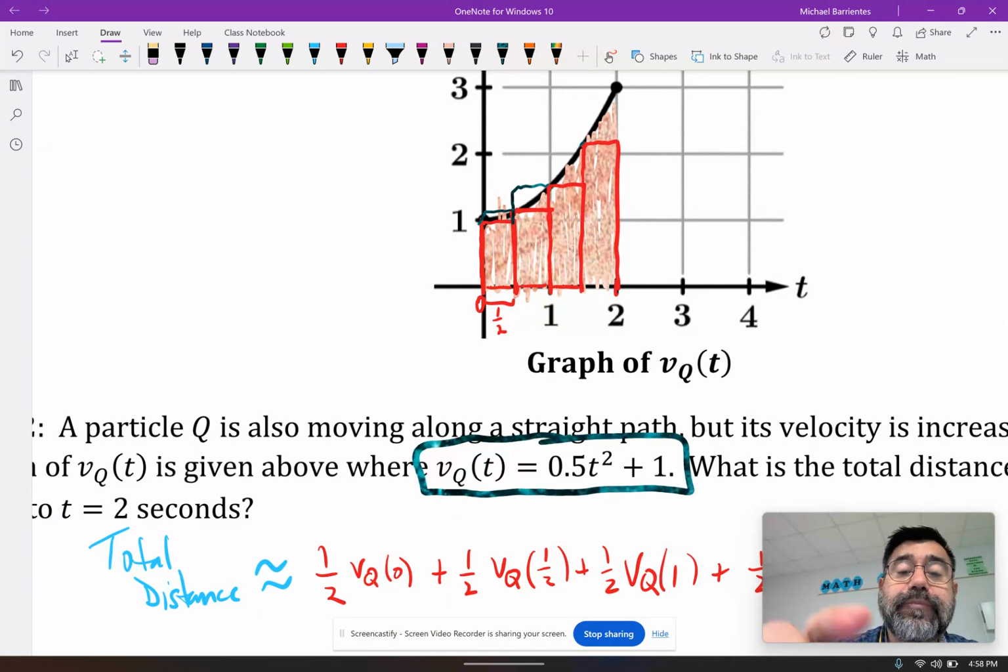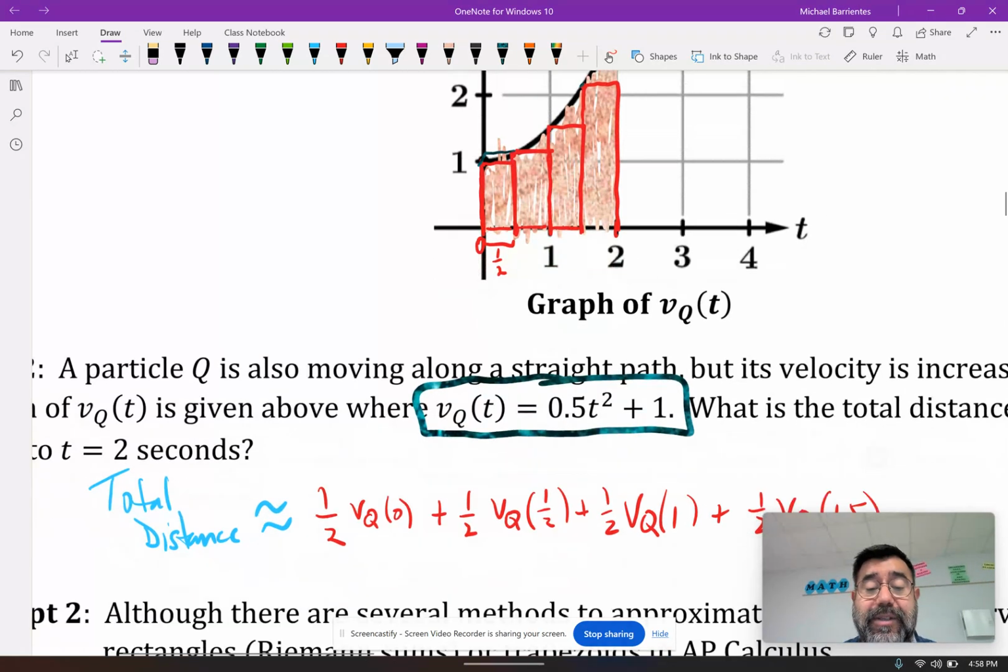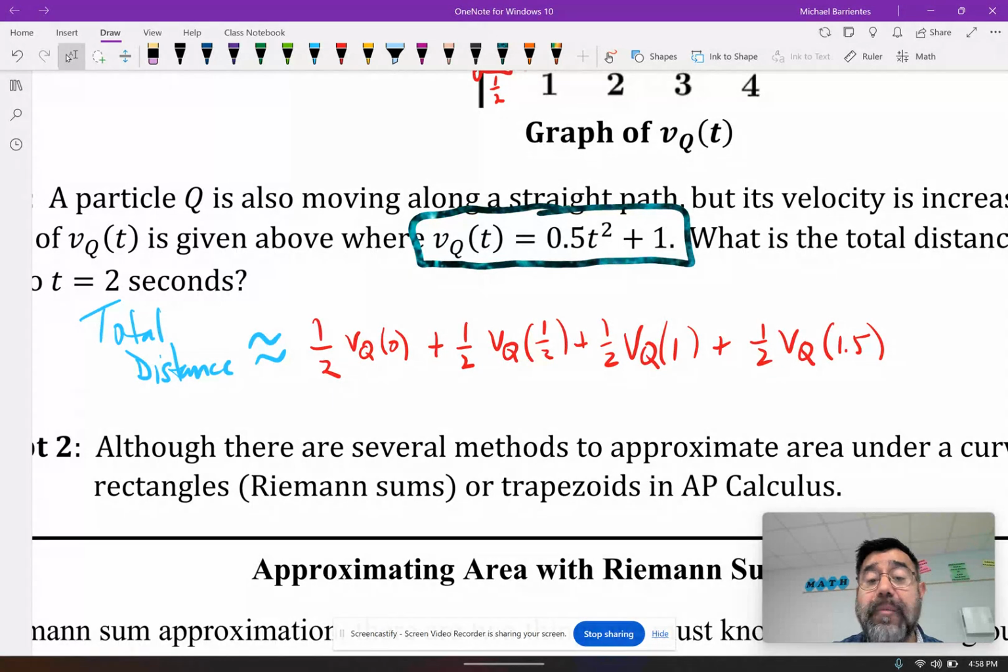Okay. So now I need to actually figure this out. Oh, but I have a formula, so I can use this formula to figure this out. 1/2 v of 0 means, what's the answer? The function value output that you get when your input is 0. So if I input 0 here, I get 1, times 1/2. Then I plug in 1/2. 1/2 squared, that's 1/4, times another half, that's 1/8, plus 1. So that's 1 1/8.